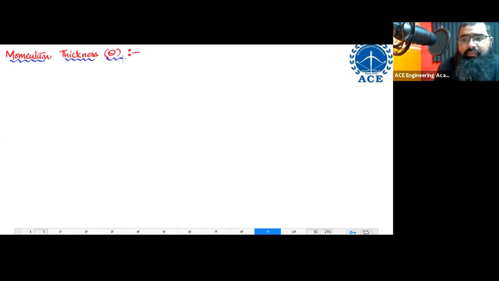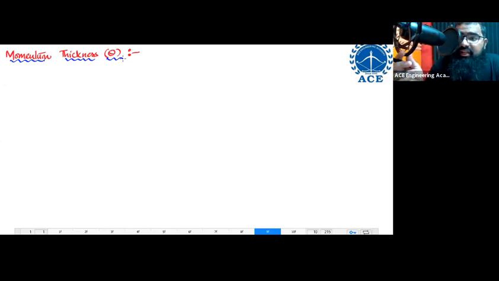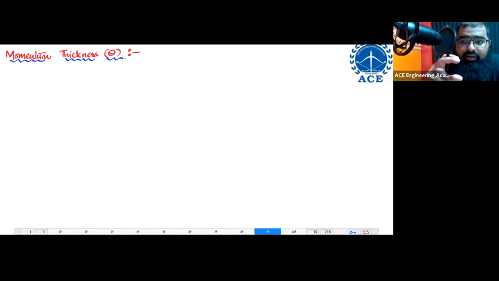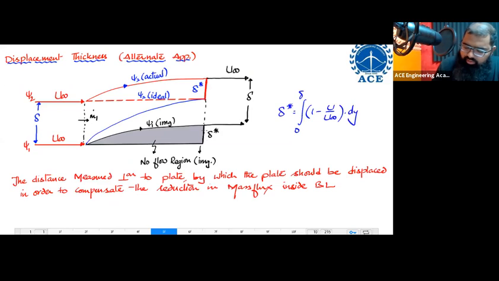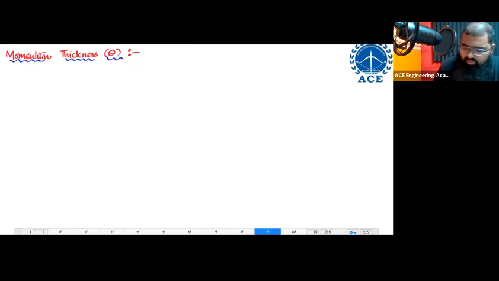Momentum thickness theta. Look, mass flux got reduced. If mass flux is getting reduced, automatically momentum flux also has to get reduced. If momentum flux is getting reduced, there has to be some distance perpendicular to the plate by which the plate should be displaced, so that I'm having some momentum flux compensation taking place. Just like mass flux compensation was done, similarly momentum flux compensation is being done over here.